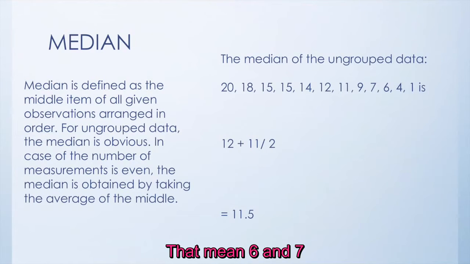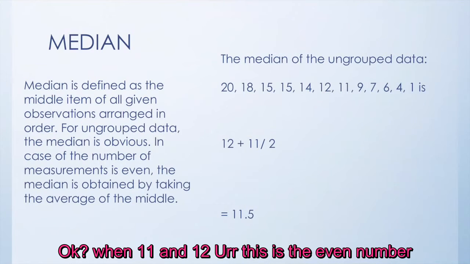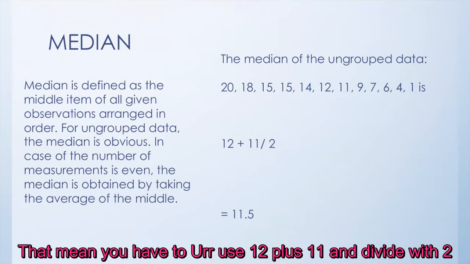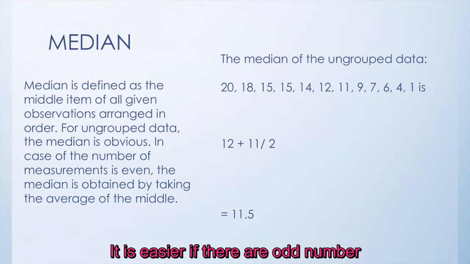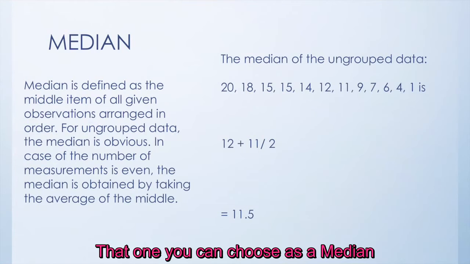That means for 12 students, you have to use the middle scores, the 6th and 7th. When you rearrange, the 6th and 7th are 11 and 12. This is an even number of students, so you have to find the middle value. That means you use 12 plus 11 and divide by 2, and it becomes 11.5. It is easier if there are odd numbers. You can find which one stands in the middle of all the values. That's the one you choose as the median.